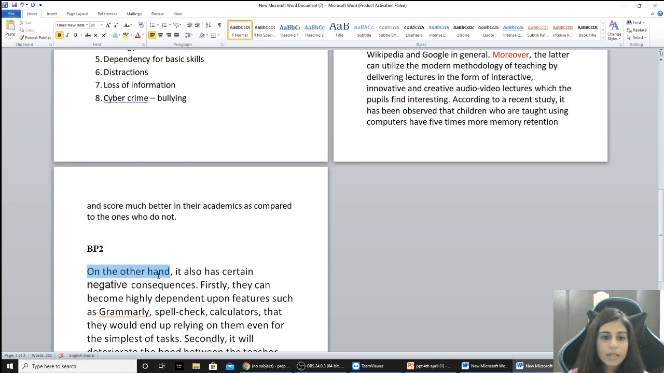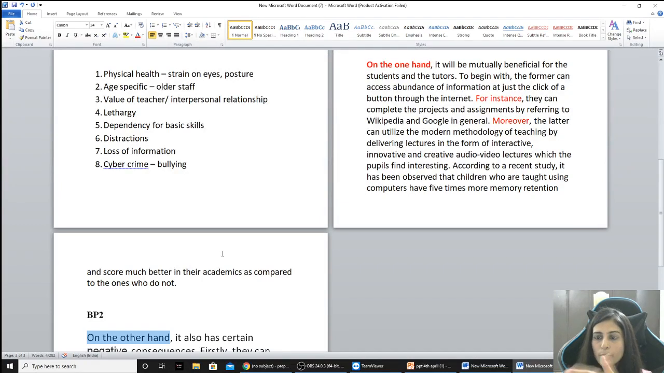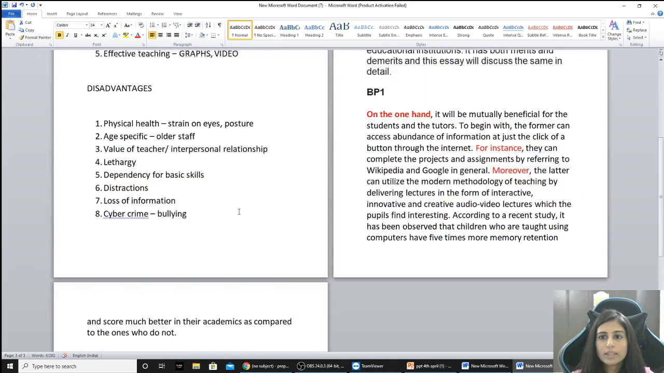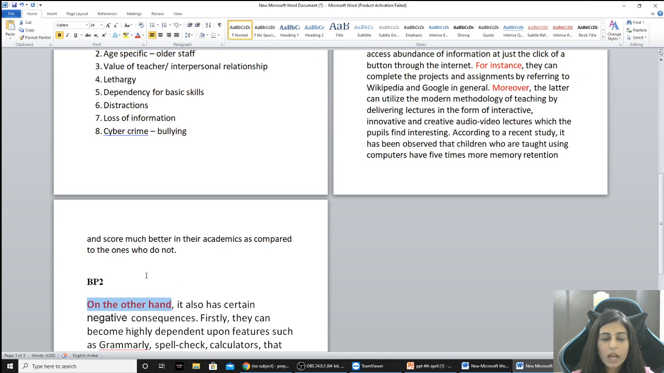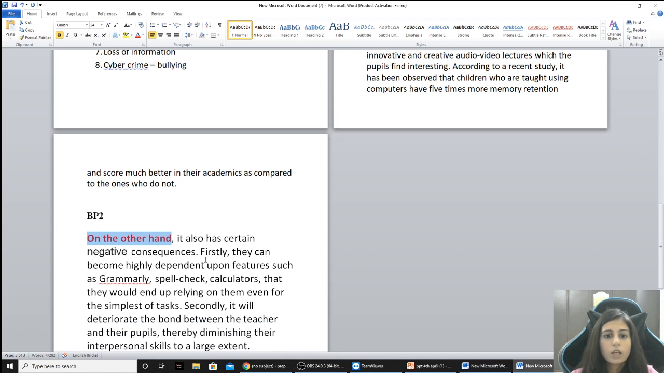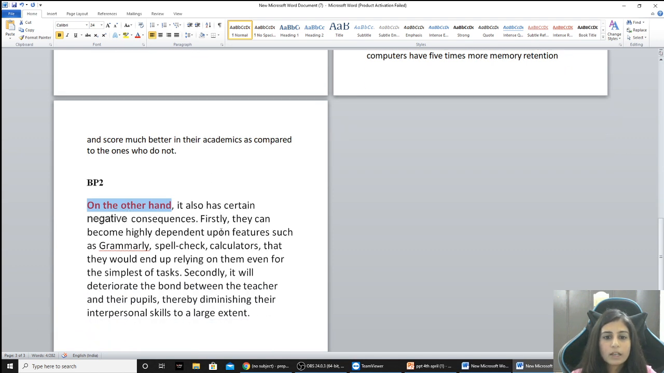So on the other hand, so far we had talked about the positives. So now because we are moving from the positives to the negatives, we are going to use another connector which is on the other hand. And let me be very clear, on the one hand and on the other hand are used in pairs. Do not use one of them individually. So they have to be used in pairs. So on the one hand, it also has certain negative consequences. So I don't know why negative is being highlighted that much.